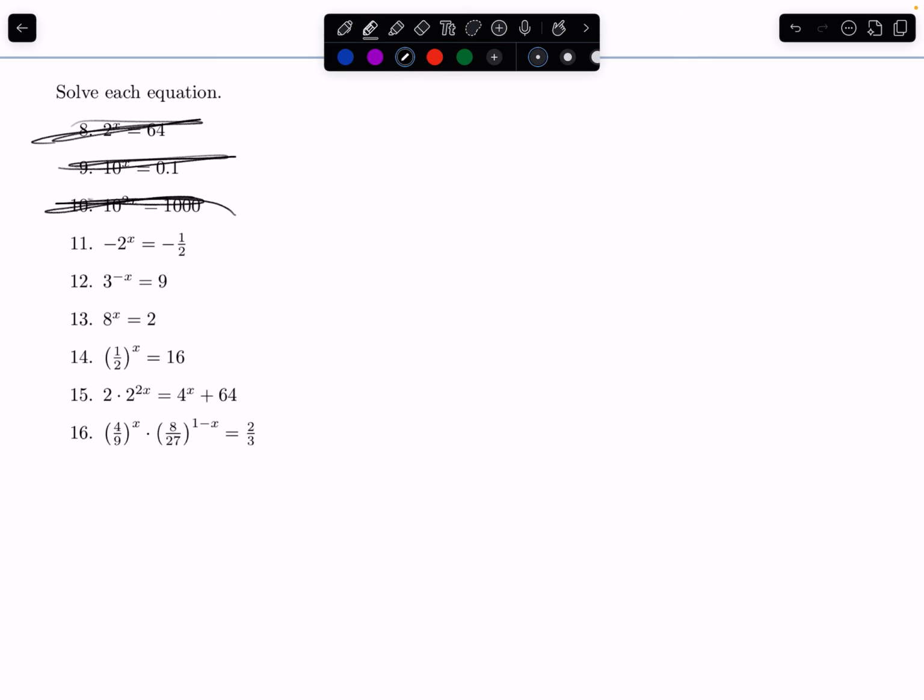Okay, number 11. -2 to the x equals -1/2. Okay, first thing I see is that they're both negative. So why even bother dealing with those? Just divide both sides by -1. I got 2 to the x equals 1/2, right?